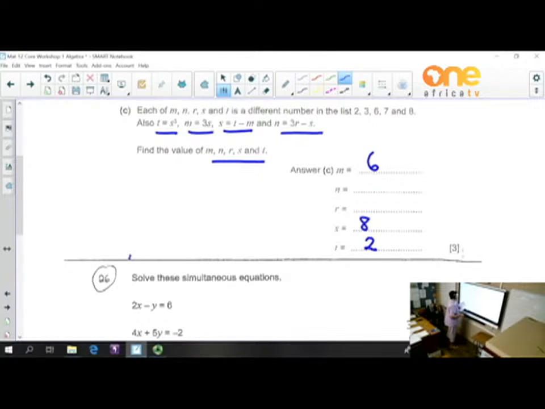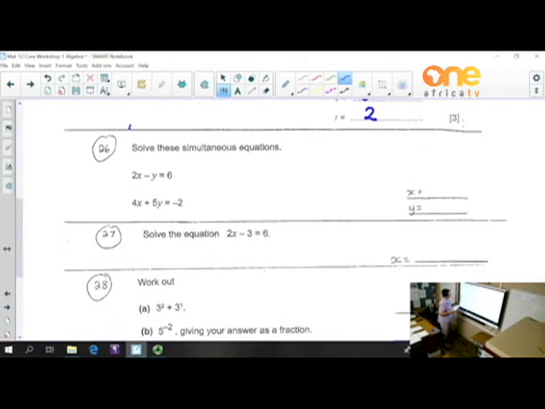And then let's look at n. 3r minus s, the numbers that are left over now are 3 and 7. So 3 times 3 is 9 minus 2. So I think r is going to be 3, and n is then 7. So there are your values. But this is trial and error.